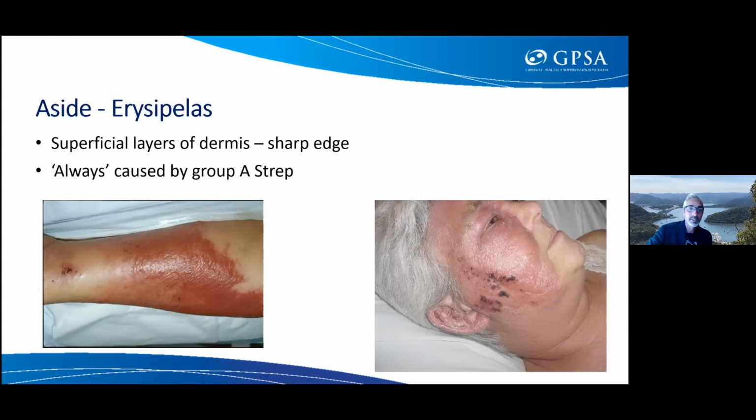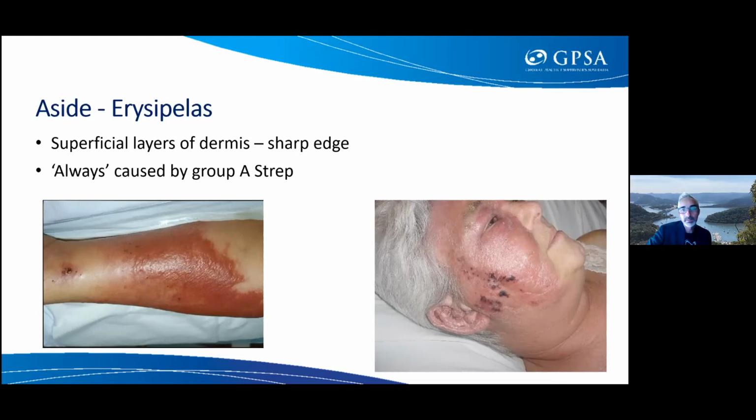But the reason people cared about the distinction is that erysipelas pretty much is always caused by group A strep, whereas normal cellulitis is usually caused by group A strep, but sometimes Staph aureus. And the distinguishing feature of erysipelas is it's in the more superficial layers of skin, so it can't spread unfettered like cellulitis can, and you get a sharply demarcated edge like this patient here.